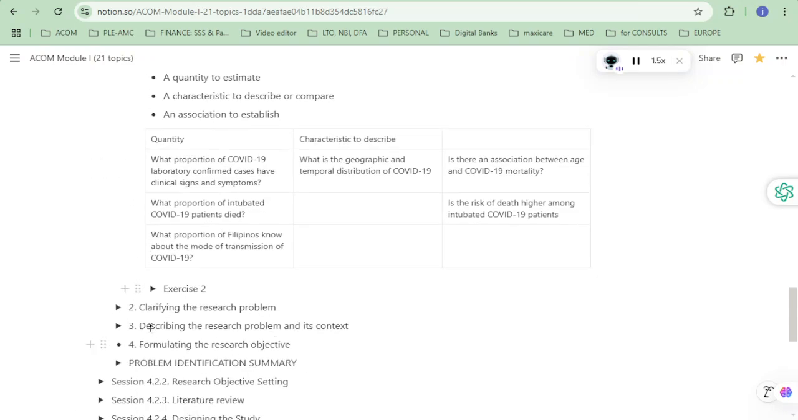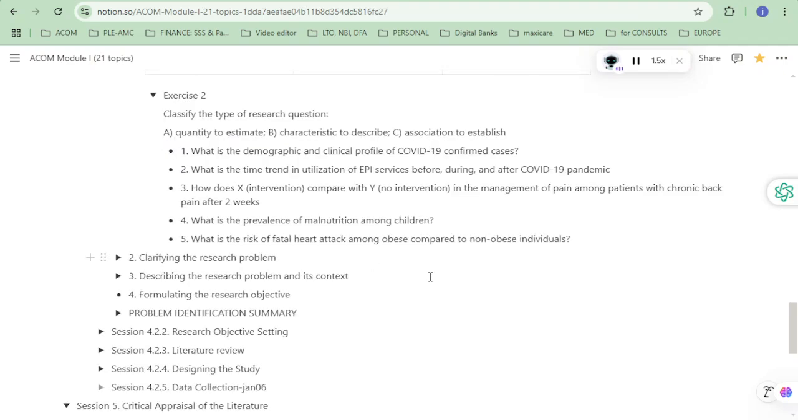Classify the type of research question. A. Quantity to estimate. B. Characteristic to describe. C. Association to establish. 1. What is the demographic and clinical profile of COVID-19 confirmed cases?